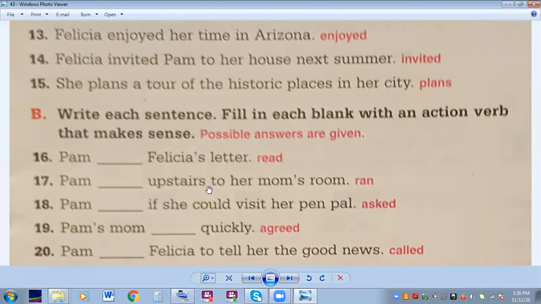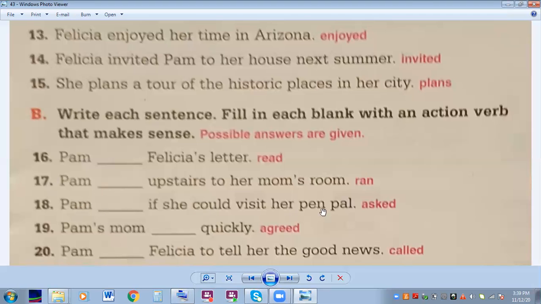Pam blank upstairs to her mom's room. Their suggestion is ran. We could say Pam called upstairs to her mom's room. Pam danced upstairs to her mom's room. Pam hopped upstairs to her mom's room. Any action verb that makes sense would work in this sentence.